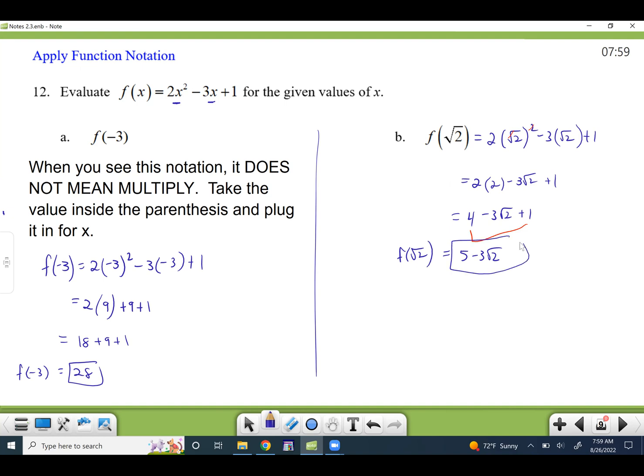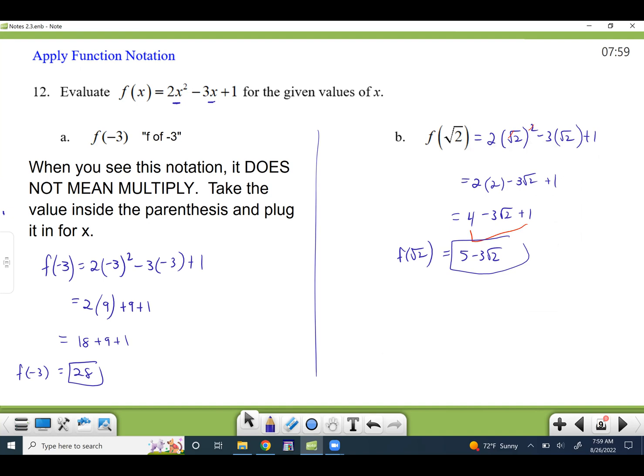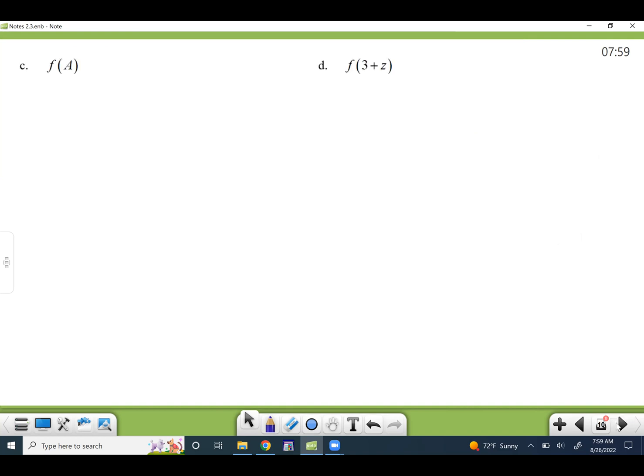So that's how we read that. Like if I was to read this, this would be read as f of -3. I'm going to put that in quotes so you guys know how to say it if you're talking with somebody. F of -3. So quotes, f of -3. That's how we read that. Okay.